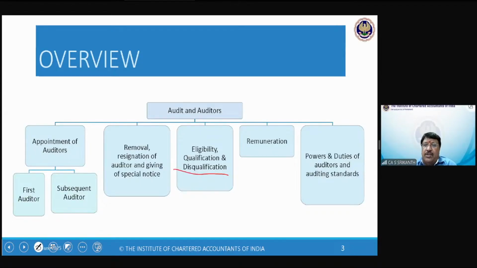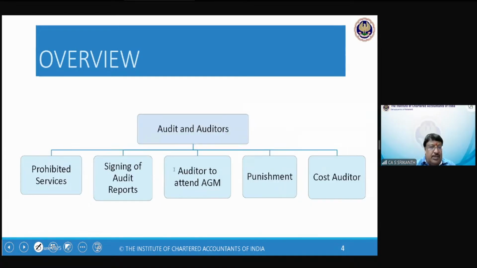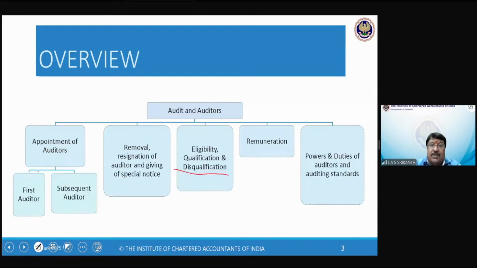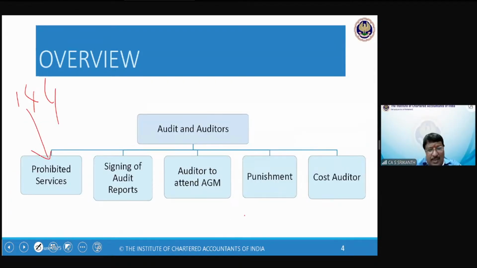Powers and duties of auditors and auditing standards. You see that. Certain prohibited services. This is where section-wise prohibited services will be, 144. I will cover this here. I will bring 144 here. Why? Because it is linked here. Like that, I will do things. So when you see me doing 144, you will see the disqualification 144 is not coming. You get angry. Where? Don't ask. It's there. Okay. Signing of audit reports.